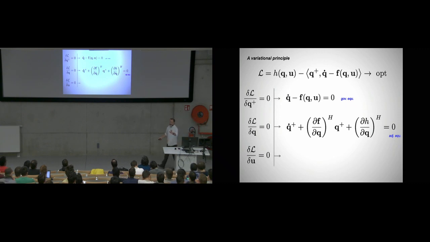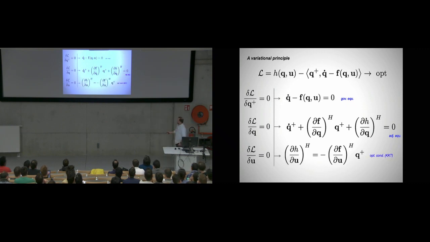The final derivative we have to take is dL/dU equal to 0. Now, U appears twice here in h, and it also is inside the f. It is not contributing here, since that's the only one that has time derivatives, so no contribution from here. That's why this last equation will not be an evolution equation. It will be an algebraic equation, no time derivative. And this is how it looks: the dh/dU, which is the part from here, and the df/dU, which is the part from here, multiplied by Q plus. That one is the optimality condition.